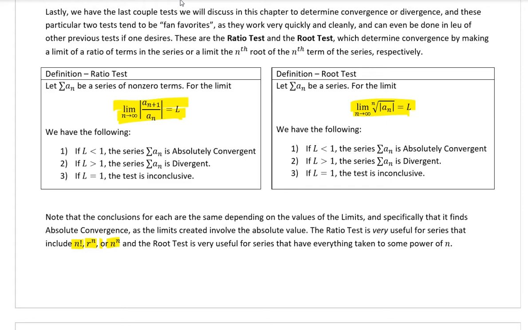The root test is a lot less flexible. It's really if you see everything taken to a power of n that the root test is nice, because it tries to eliminate that directly.